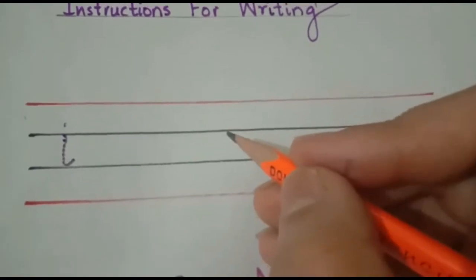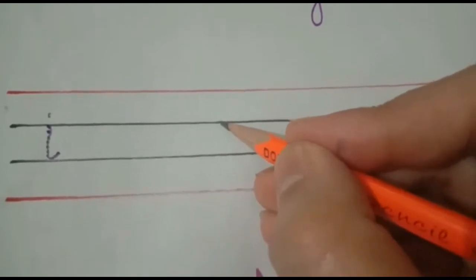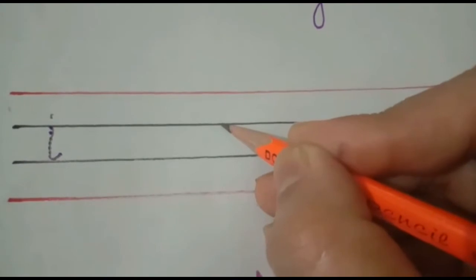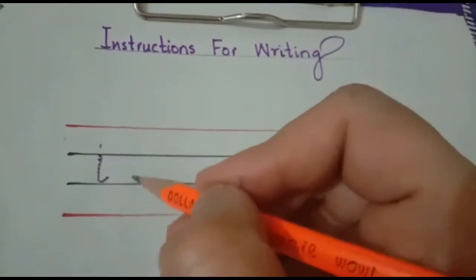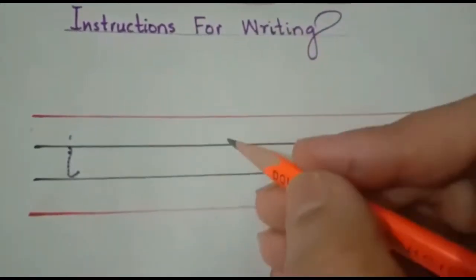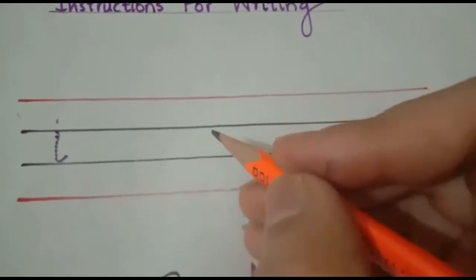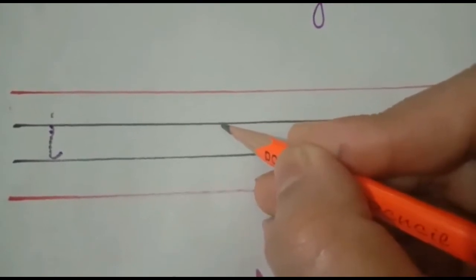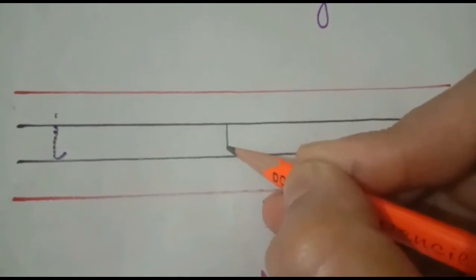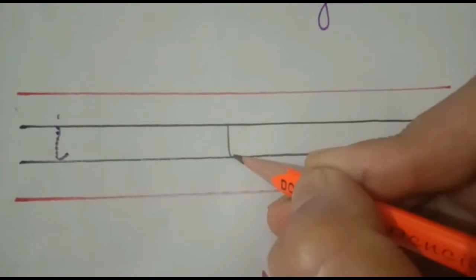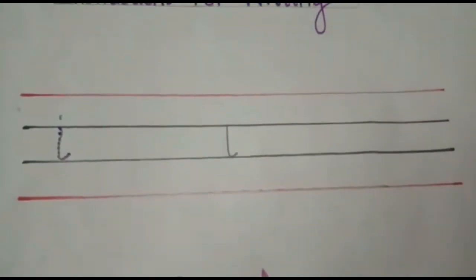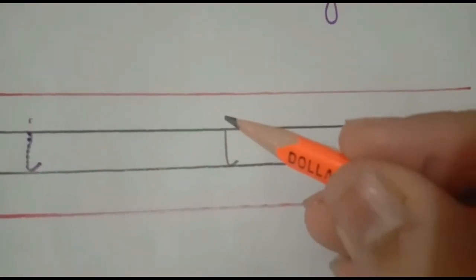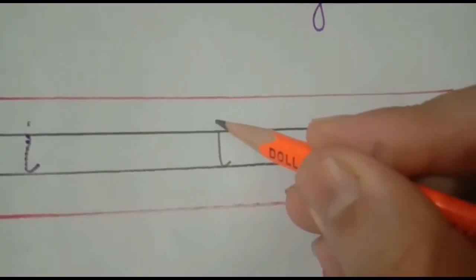Now again I will write letter I without dots. For letter I, I will take a start from the middle line. First, I will make a straight line like this and touch the baseline, and here I will make a little loop for letter I like this. And now I will put a small dot on letter I. This is small I and it should be in two lines.